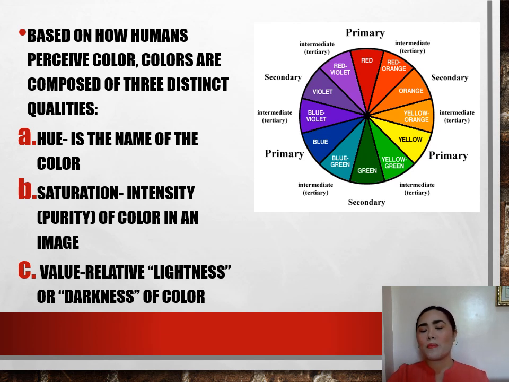Now, if you try to open the camera application of your smartphone, you can either maximize or minimize the saturation or the value of your photograph. Now, when you increase the saturation of your photograph, the colors appear to be more pure. And when you decrease the saturation of your photograph, the colors appear to be more washed out or pale.